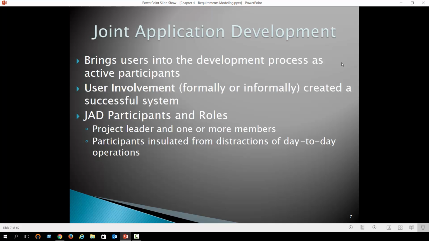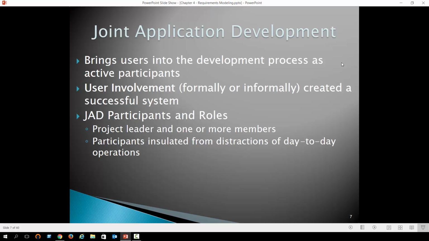So joint application development brings users into the development process as active participants. It's not that they do the coding, it's that we empower them. Oh, you've heard that term before. We empower them to make decisions about the development process. Now this may mean things as simple as, well, this is a requirement, this is how we're going to implement it. Here's a feature that we might add, and getting them involved.